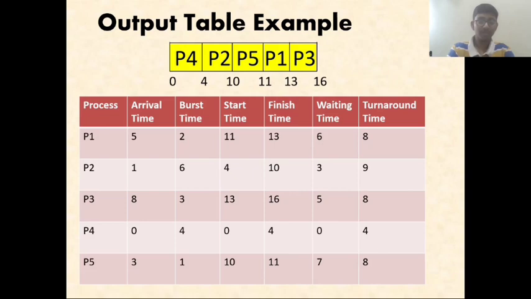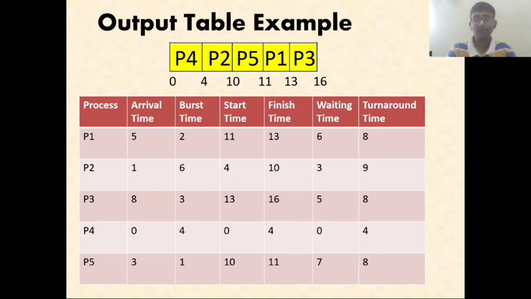After P5, P1 enters the Gantt chart. Its starting time is 11 and its burst time is 2. 11 plus 2 is equal to 13. So its completion time is 13. And after P1, the P3 process enters the Gantt chart, and its start time is 13 and burst time is 3. 13 plus 3 is equal to 16. So its completion time is 16.